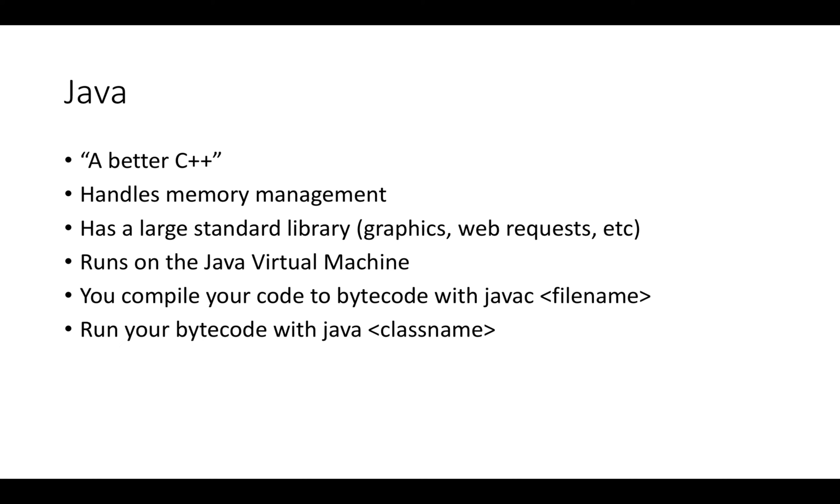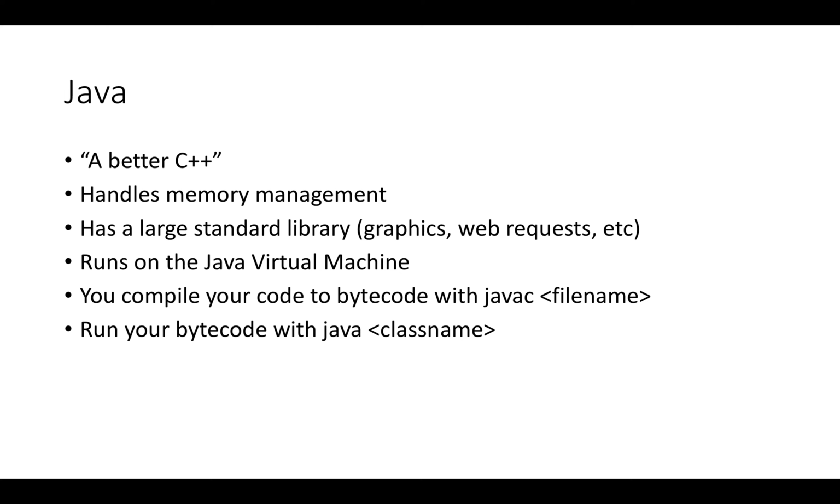People said that for a long time. So one of the things that Java does is it handles memory management for you. Some things it'll do is you don't have to necessarily allocate the exact sizes of arrays, things like that. It also has a very large standard library, so you can draw on the screen with it. You can do web requests, a whole bunch of different stuff. But the thing about Java is that it runs on the Java virtual machine. So Java is the weird one out among all of the languages, really.